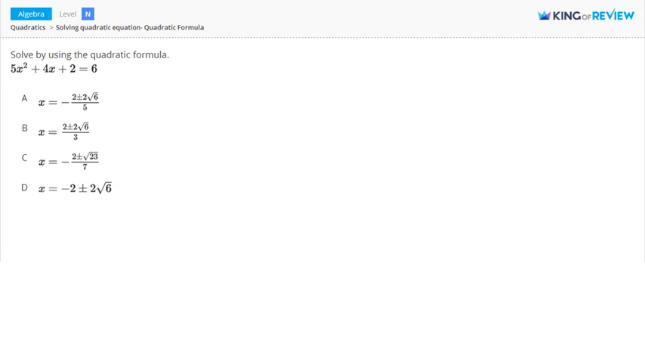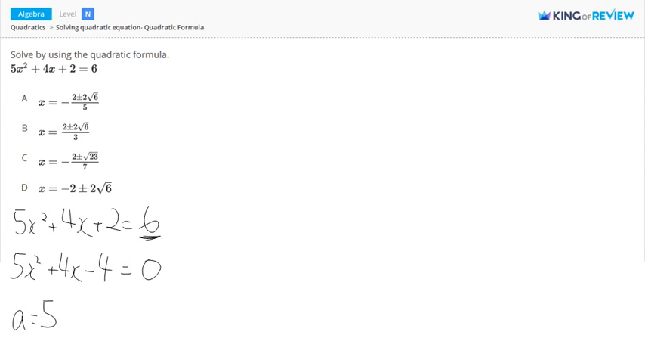We're going to be applying the quadratic formula to this quadratic equation to solve it. So first, let's start off by making it the standard form that we want. We don't want this 6, so we're going to have to subtract 6 from both sides. Therefore, it's going to say 5x squared plus 4x minus 4, since 2 minus 6 is now minus 4. And therefore, our a value is 5, b is 4, and c is negative 4.